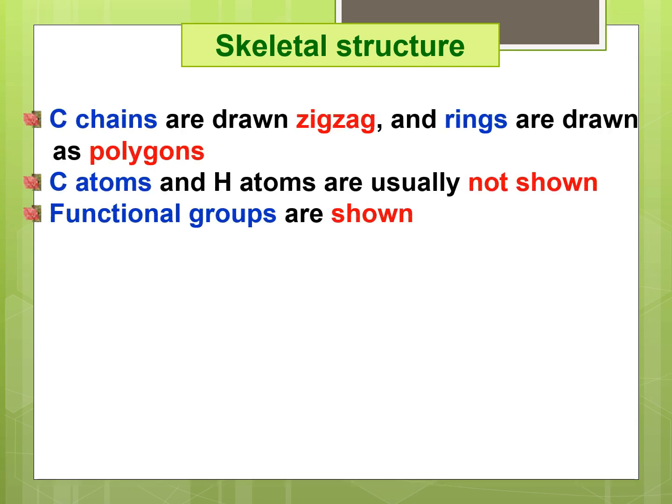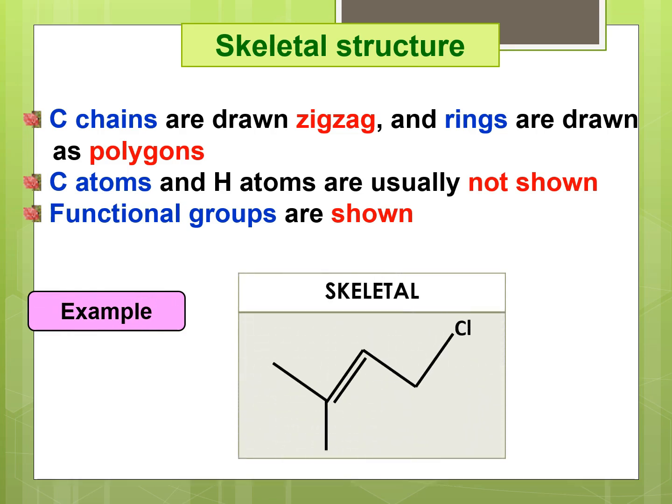Skeletal structure. Carbon chains are drawn zigzag and rings are drawn as polygons. Carbon atoms and hydrogen atoms are usually not shown and the functional groups are shown. Example: we have this, we call a skeletal structure. You can see here, okay, carbon chains are drawn as zigzag, where carbon atoms and hydrogen are usually not shown. So this represents the carbon atom. So the carbon atoms are usually not shown for the skeletal structure.